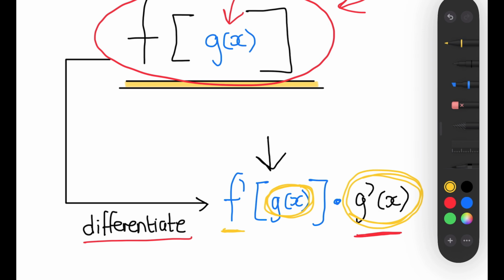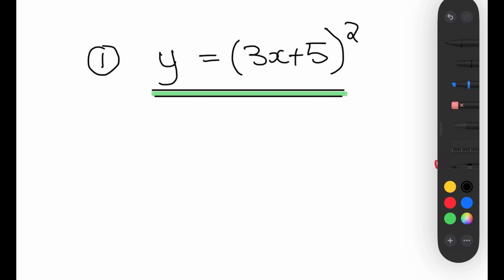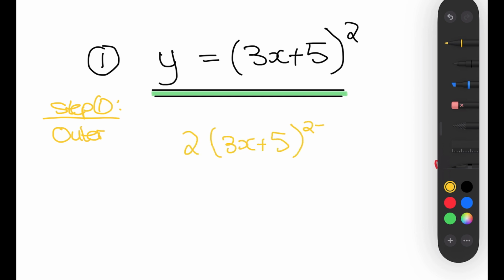Let's try out a few examples. Let's say y is equal to 3x plus 5, all of that raised to the power of 2. So when you differentiate, first we have to deal with the outer part, right? So in this case, our step 1, we need to first deal with the outer function. When we differentiate that, we're going to get 3x plus 5 to the power of 2 minus 1. Notice that I haven't changed the inner function, because we first need to peel the outside and then we go into the inside.